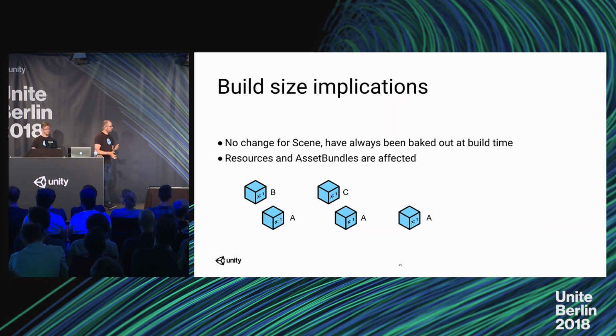I have here 3 prefabs. I have A, and I have B that nests A, and I have C that nests A. And when this lands in the library folder, A is going to be there 3 times, because it's all baked into the library folder. That also means that if you want to put B and C into resources or an asset bundle, you're going to get A in there 2 times. So something to be aware of. Luckily, it's only the game objects and components, so they shouldn't take up too much space, but do think about it.